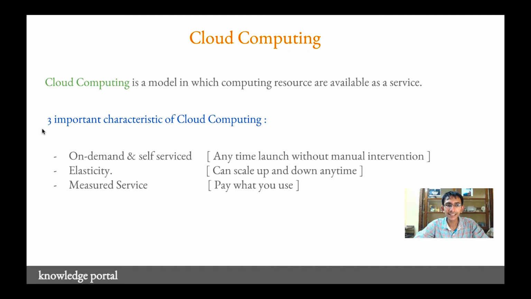But there are three important characteristics that you need to understand if you want to know what exactly cloud computing is. The first characteristic is on-demand and self-service. So what do I mean by on-demand? Let's assume right now I need one more server which has 32 GB RAM in the next 5 minutes. That is what is called on-demand. I want the server right now, I get the server right now.